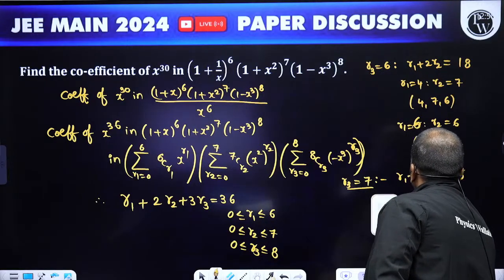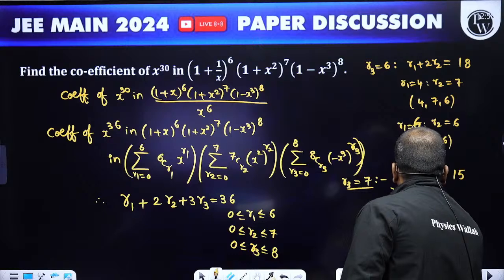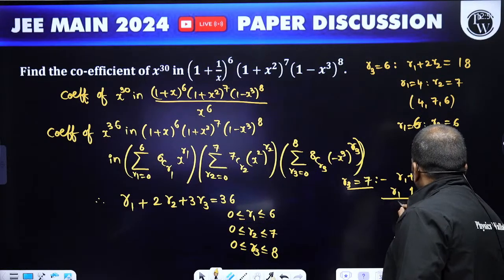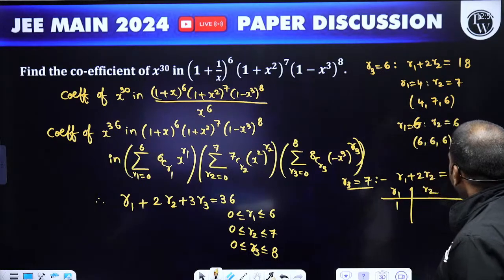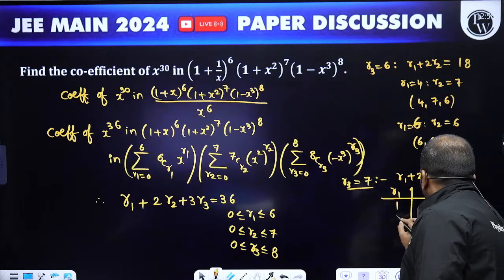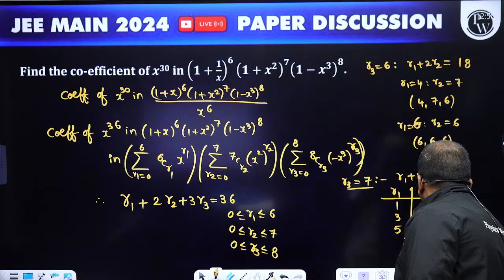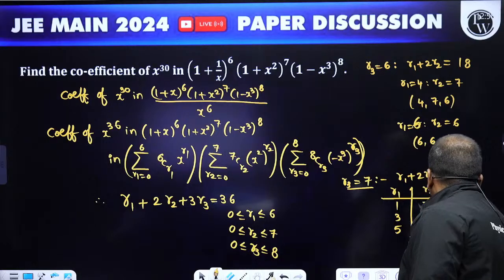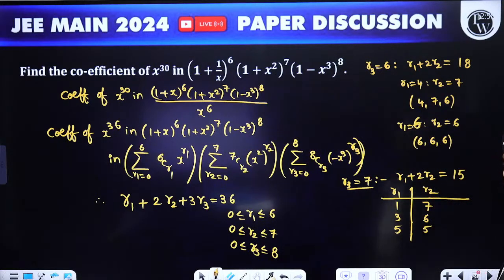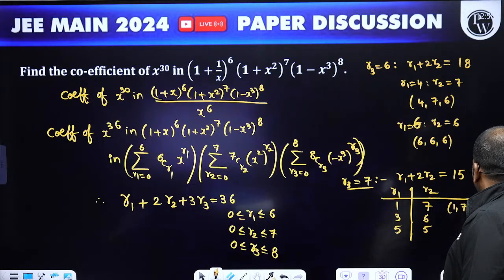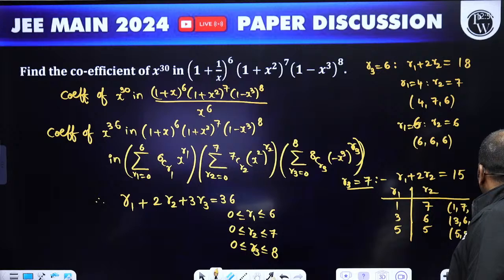So what can we write? We can write like this. R1, we can take the table. R2. So this is 1, 14, so 7. Here 3, you will get 6. Here 5, you will get 5. That's all. So what are the cases finally? 1, 7, 7. 3, 6, 7. And 5, 5, 7. These are the three cases.